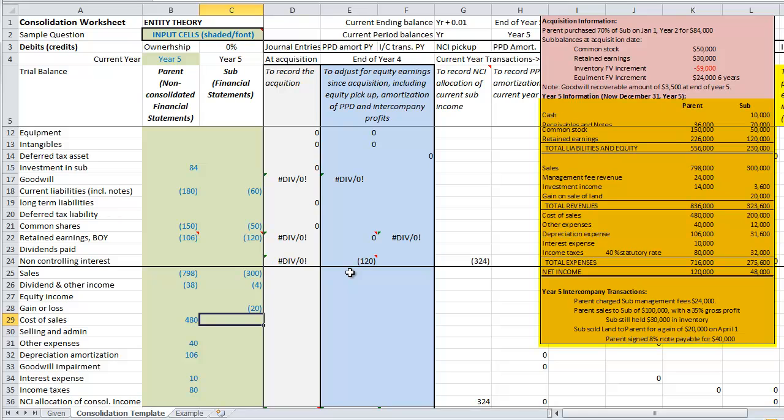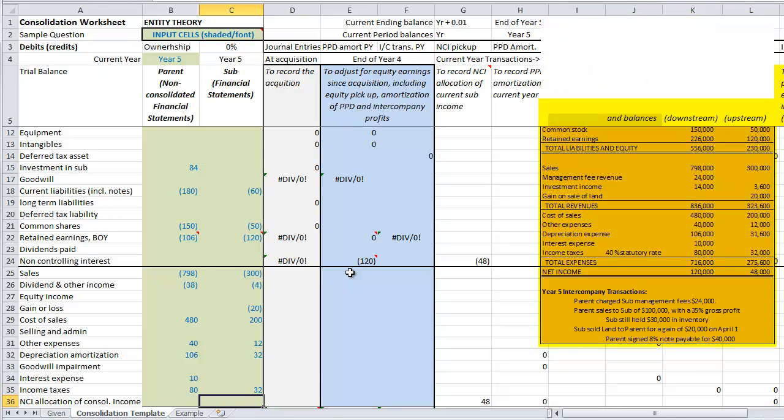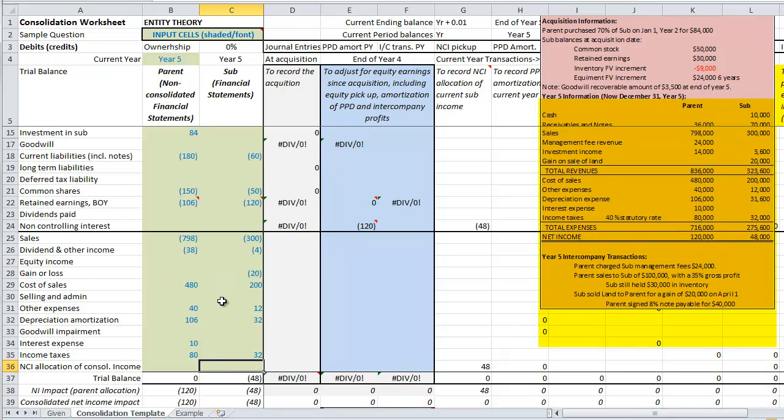We enter our cost of sales of $200,000. They have other expenses of $12,000. They have depreciation of $31,600 and income taxes of $32,000. Giving us a net income of $48,000. It agrees. Once again, we have to adjust our retained earnings for that income. So we'll just add that back. And lo and behold, our trial balance now balances, and we're ready to start inputting information.